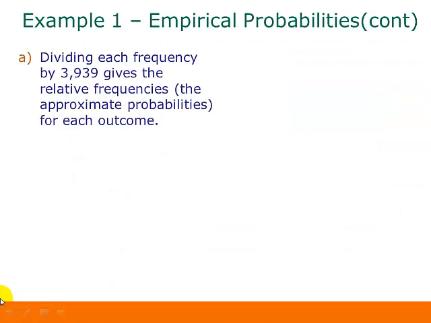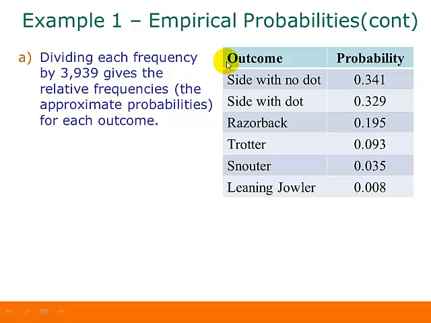First, we're going to divide each frequency by 3,939 to get the relative frequencies. And these are our approximate probabilities. So here are our relative frequencies. We just took each one of those values in the frequency table and divided by 3,939. So now we have our probabilities approximated by those relative frequencies.